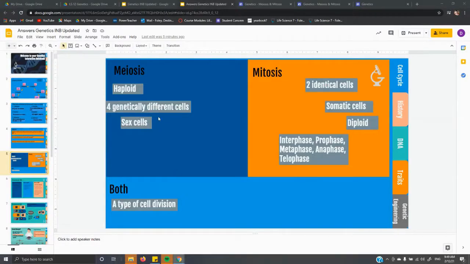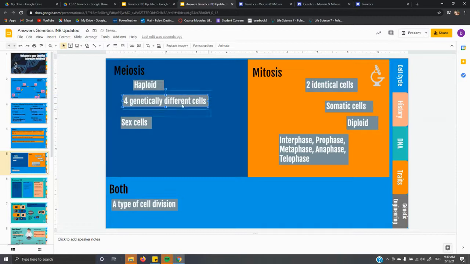On slide 5, you're learning the differences between meiosis and mitosis and what both are. So, in meiosis, you make haploid cells. Haploid means half, so half of what you normally have. There are 4 genetically different cells by the end. So, the 4 cells that are made in meiosis are all different. And they make sex cells. Remember, another word you can use for that is gametes.